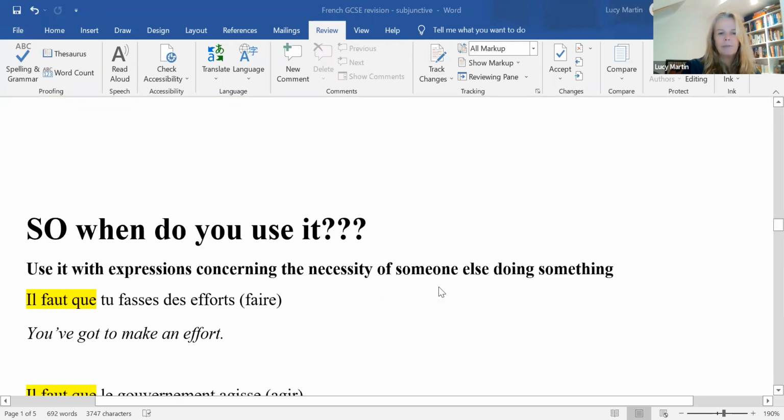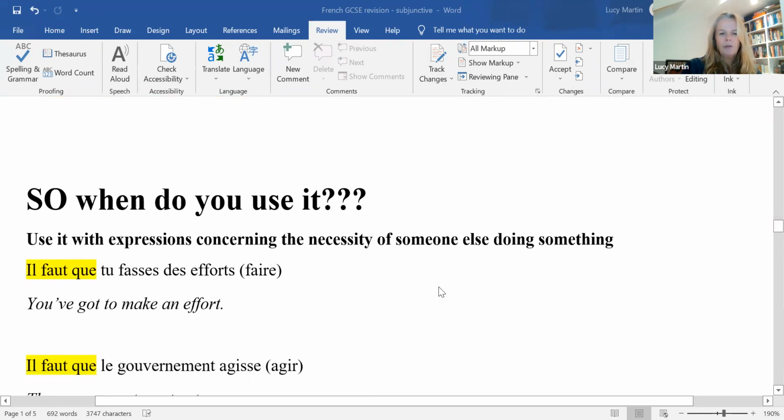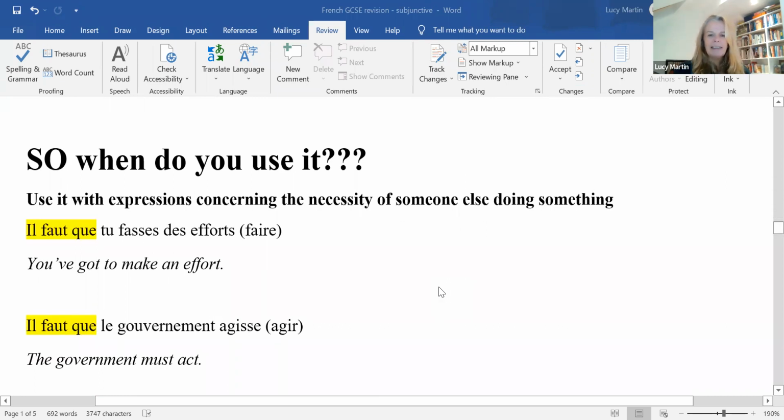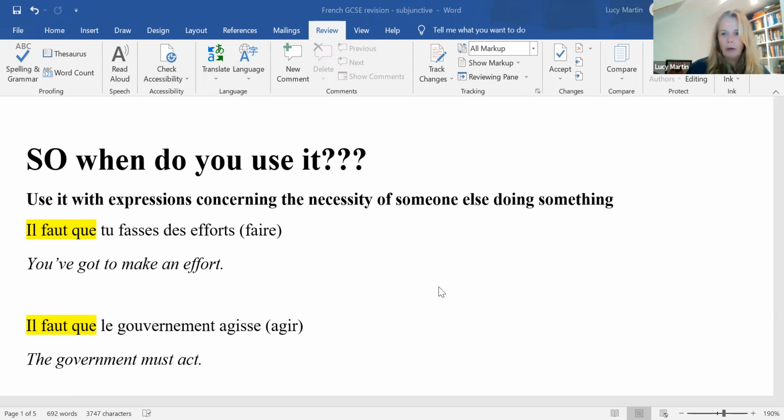When do we use this? First of all, with expressions concerning the necessity of someone doing something. Il faut que tu fasses des efforts. It is necessary that you make an effort. Do you remember when I said it is necessary that you do your homework? Il faut que tu fasses tes devoirs. It is necessary that you do your homework.